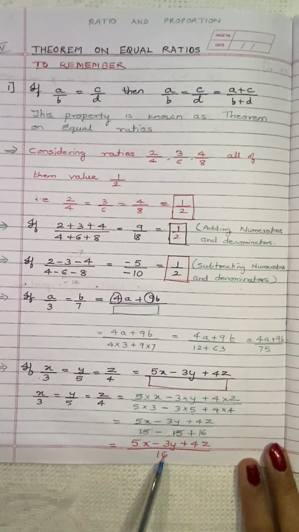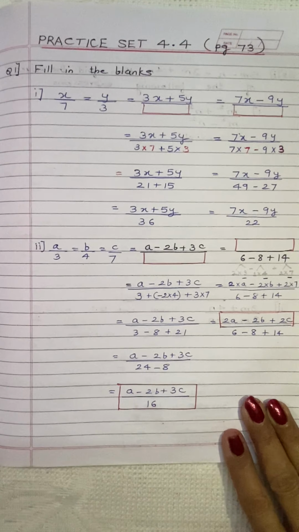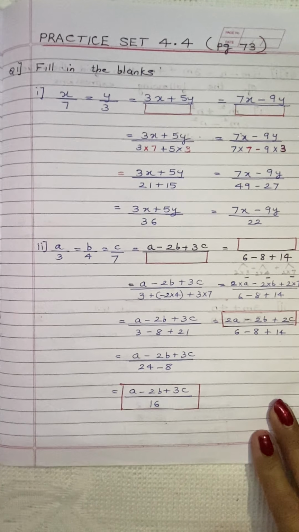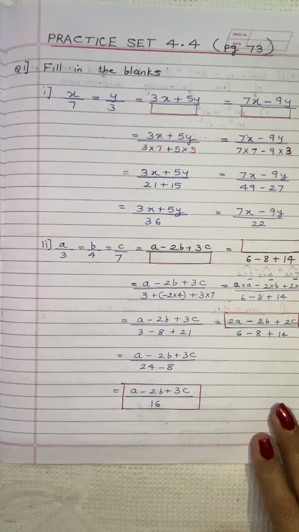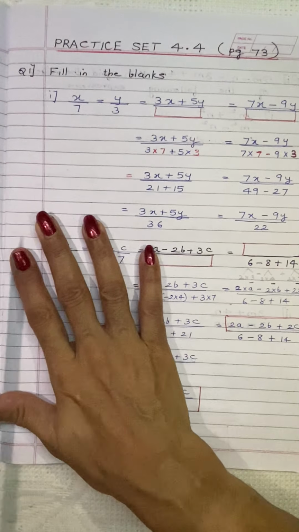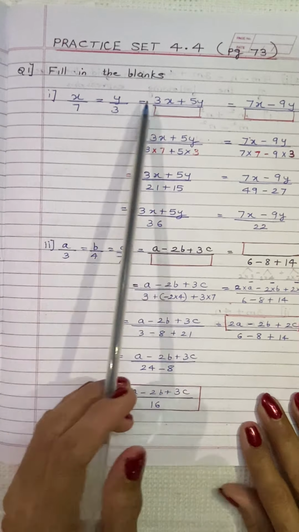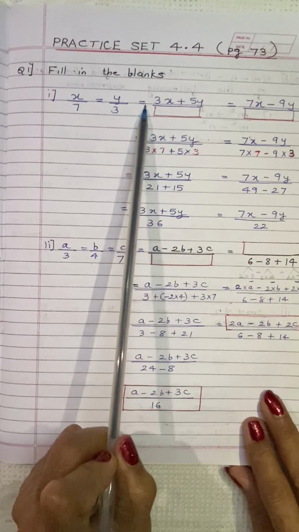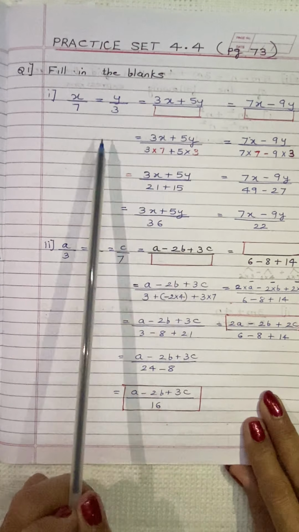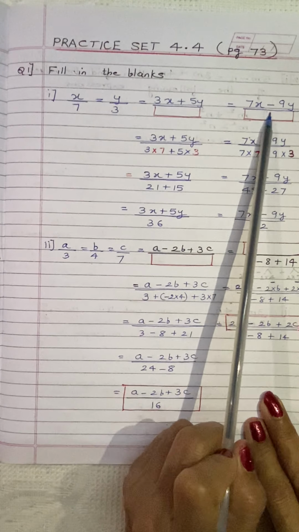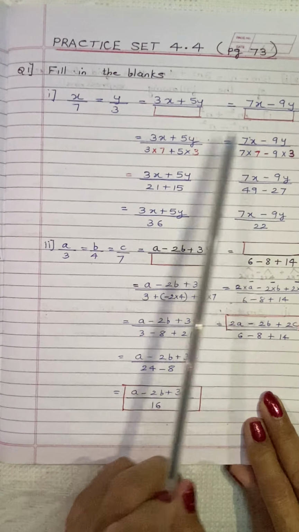Now let's get started with practice set 4.4. Question 1, page 73 of your textbook. If x upon 7 is equal to y upon 3, find 3x plus 5y upon something, and this is also equal to 7x minus 9y upon something. Two sums you have here.